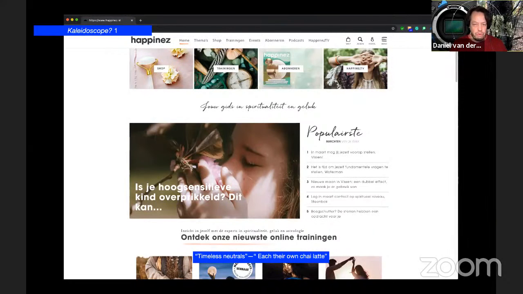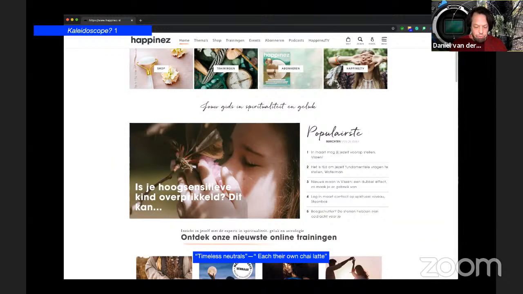So there's something here that wants to perennially remind you of purity. But on the other hand, there's the kind of discount metaphysics of that at the same time. So there was Happiness magazine instead of an art vocabulary or a poetic vocabulary. I think if you do not have art, you have spirituality in this form, and it's the progress from the idea of timeless neutrals to the idea of each their own chai latte. You can aestheticize existence on that level.